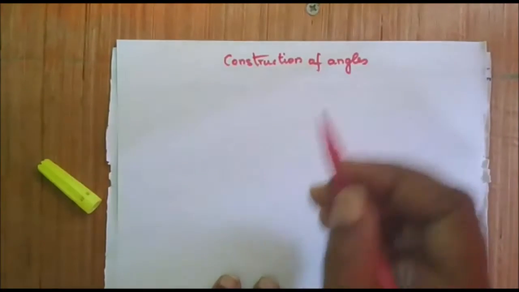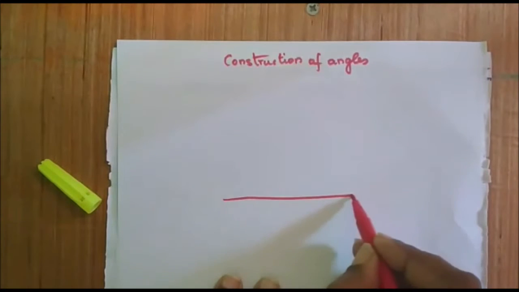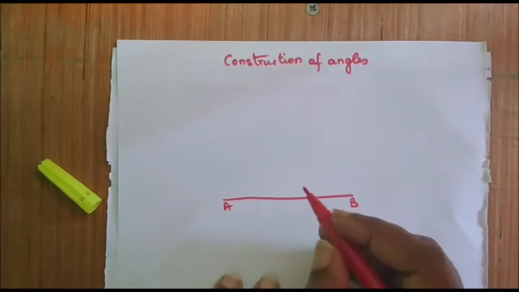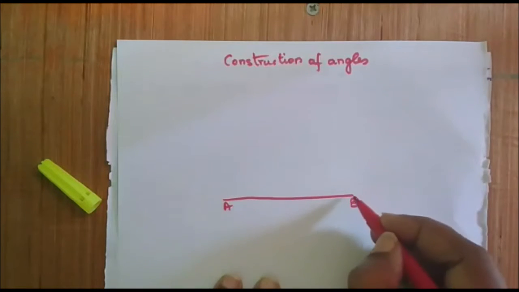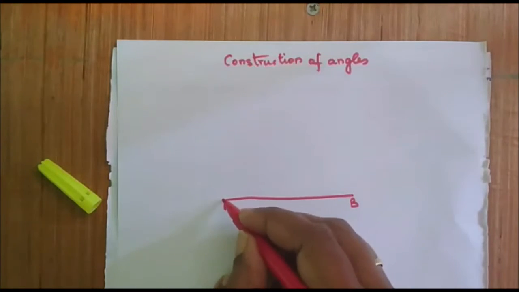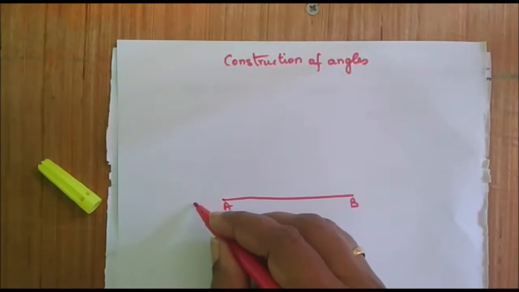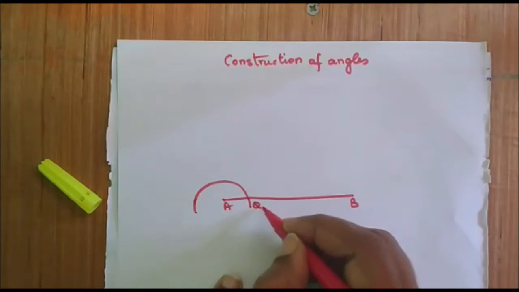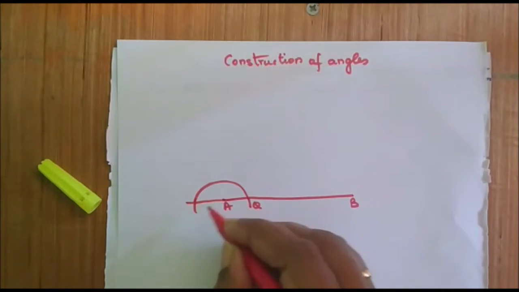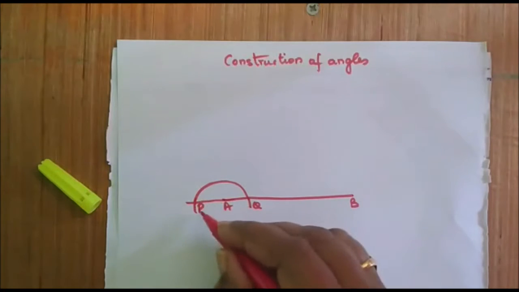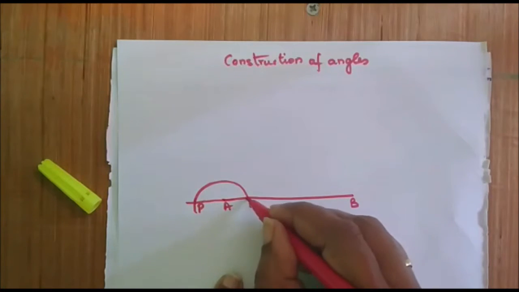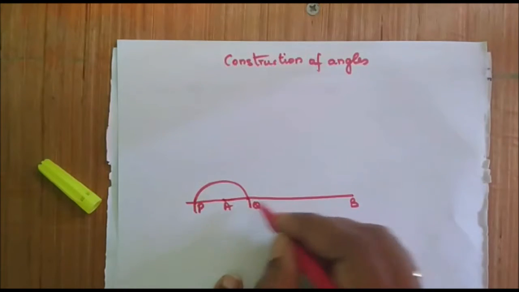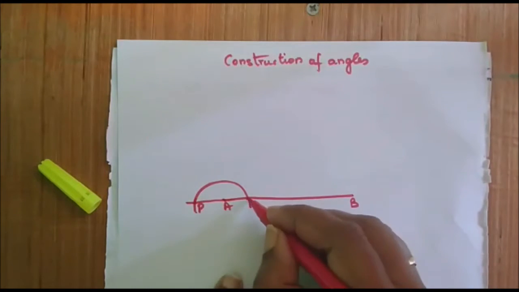So first, we'll draw a straight line. Let me name it AB. Now at point A, I keep my compass and draw an arc that cuts the line at two points, which I mark as P and Q. So with A as the center, I have drawn an arc cutting the line AB at P and Q.